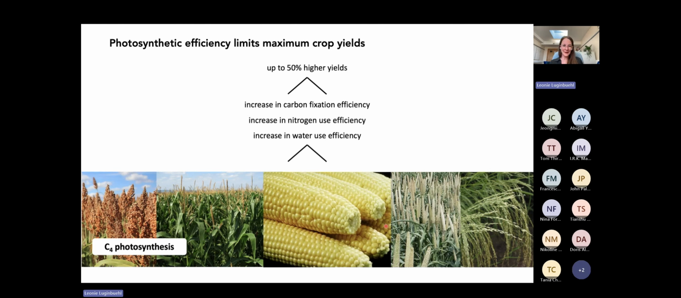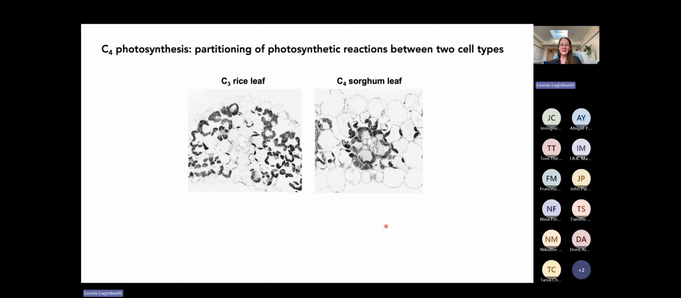To understand that, we have to look at the different cell types in the leaves and their role in carbon fixation. So what you can see here are cross-sections of a rice leaf on the left, rice is a C3 plant, and a sorghum leaf on the right. Sorghum is a C4 plant. And these are electron microscopy images, and you can see the different cells making up the leaf here.